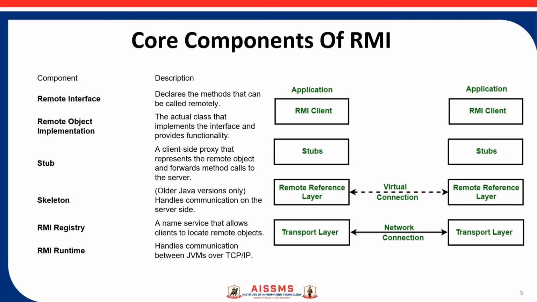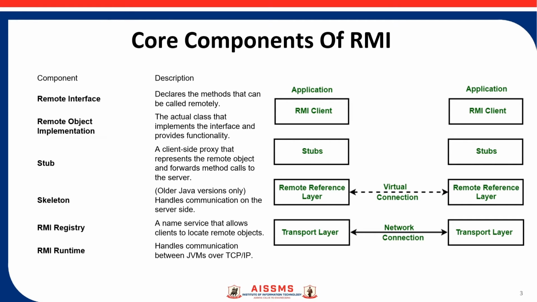Let's now look at the core components that make RMI work. There are five key components involved in every RMI system. Client. The client is the application that wants to use the remote objects. It calls the methods defined in an interface that's shared between both sides. Server is where the remote object actually resides. It provides the implementation of the methods declared in the remote interface.